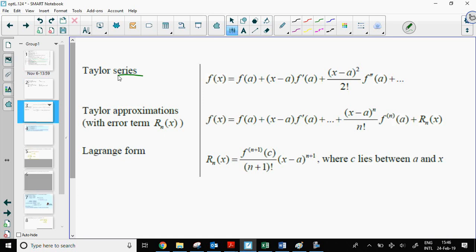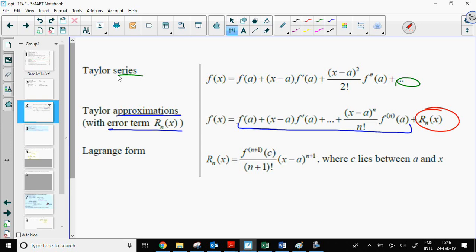This top line is a Taylor series, and we see that it's going on forever. The second line is a Taylor approximation with an error term. So we've got an nth degree Taylor polynomial, and then there's this extra piece that they're labeling as r sub n of x. That's the remainder that we get when we're taking the nth degree polynomial. So it's the first n terms of this infinite series, and then whatever's left over is our remainder.